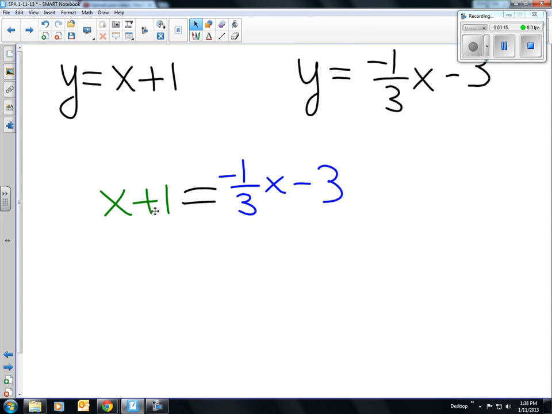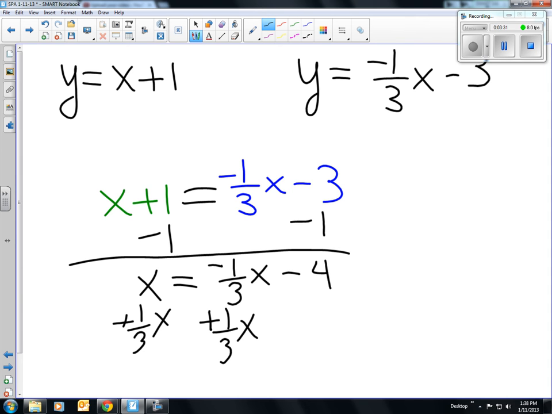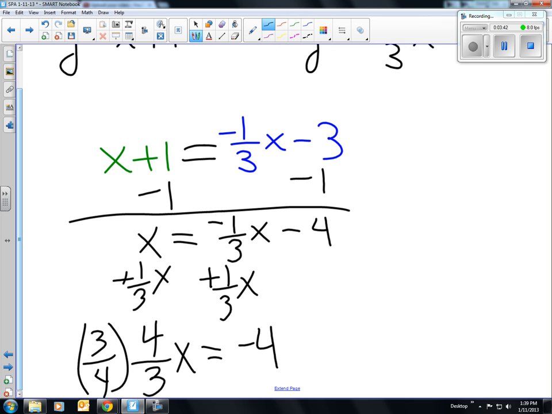So let's look at what that would look like. Here you'd probably subtract 1 from both sides. You'd say x equals -1/3 x minus 4. And then you'd probably add 1/3 x to both sides. And you'd get 4/3 x equals -4. And then you go ahead and multiply by the reciprocal, so multiply by 3/4 on both sides. When you multiply -4 times 3/4, you're going to get x equals -3. So that was one of the solutions we got.